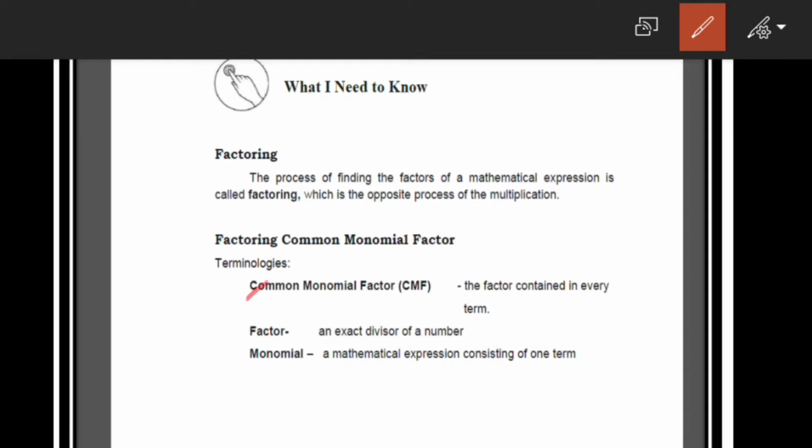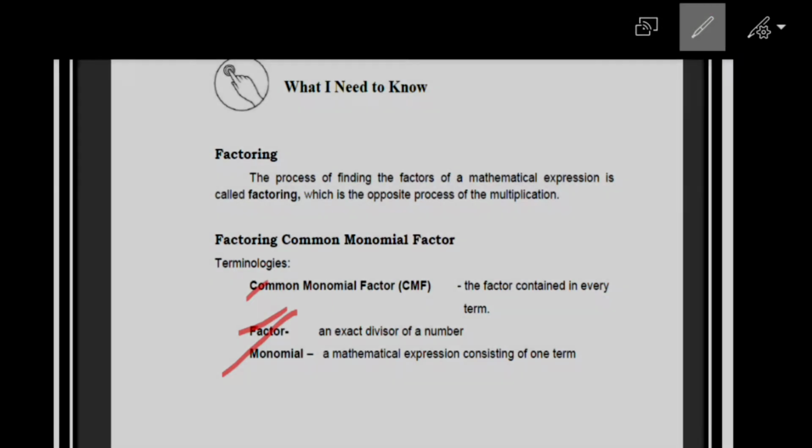Another one, when you say factor, it is an exact divisor of a number. Another term we have is the monomial: a mathematical expression consisting of one term. So you have to know these terminologies.